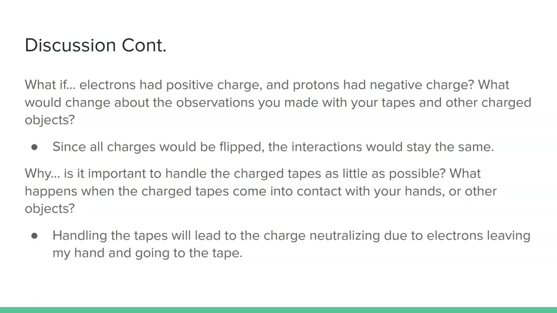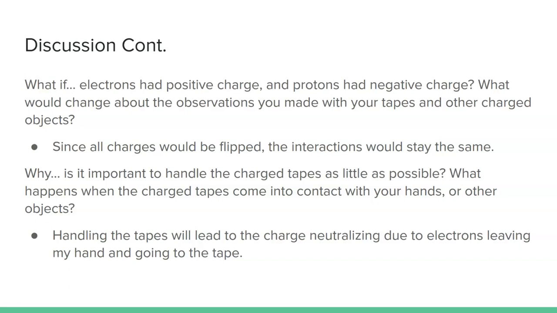What if electrons had positive charge and protons had a negative charge? What would change about the observations you made with your tapes and other charged objects? Since all charges would be flipped, the interactions would stay the same. So the two positively charged U-tapes would change to negatively charged U-tapes, and they'd still have the same interactions.